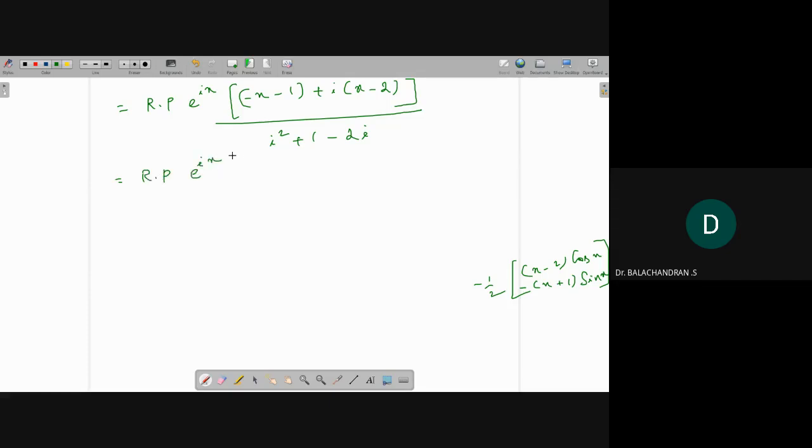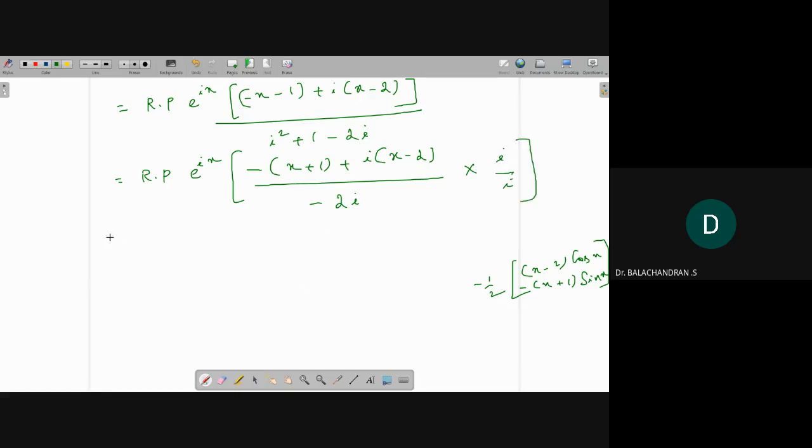So the numerator is minus of x plus 1 plus I into x minus 2. Denominator I square is minus 1. Minus 1 plus 1 gets cancelled. Minus 2i. So first I need to eliminate I in the denominator. So that's why multiply and divide by I.